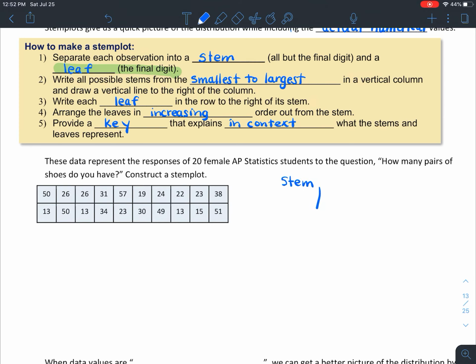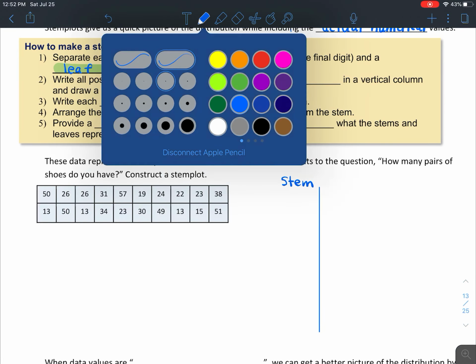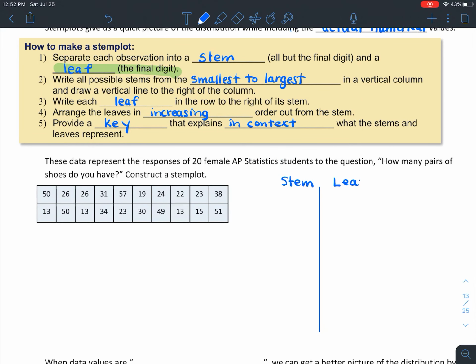So I'm going to go ahead and label here stem. You're going to separate this with a vertical bar, and then I'm going to call this the leaves. Okay. Now, when you make this graph, you do not have to have these labels, stem and leaves, up above there. I'm just doing that on this example so that you can see which part is called which thing.